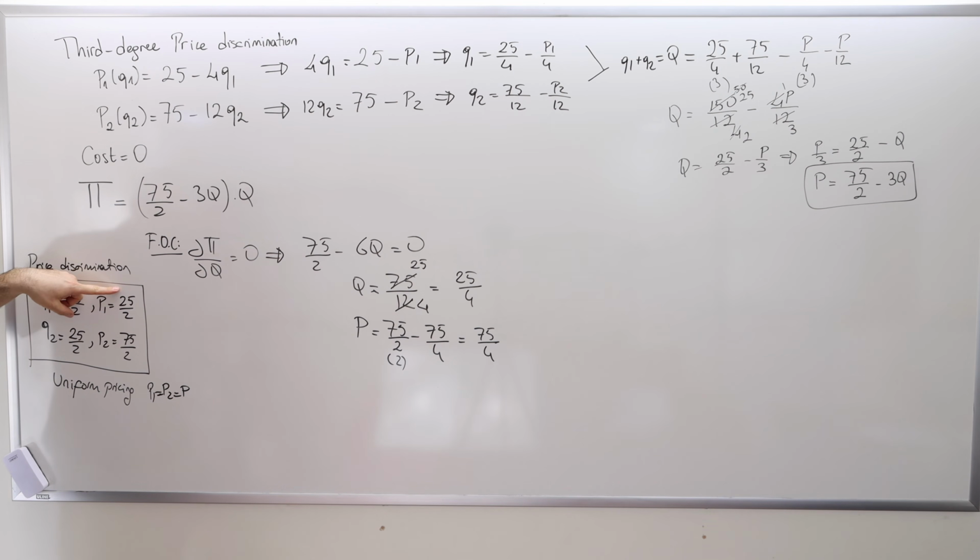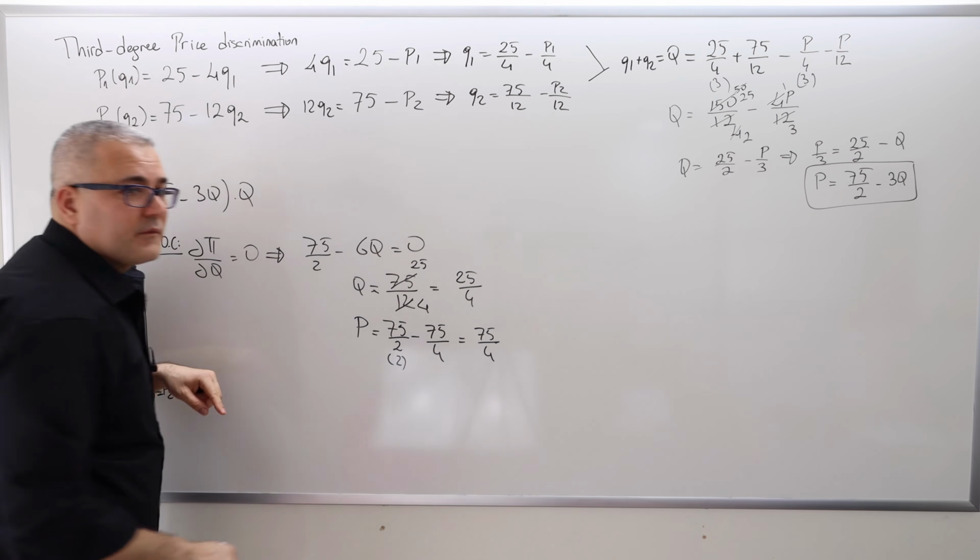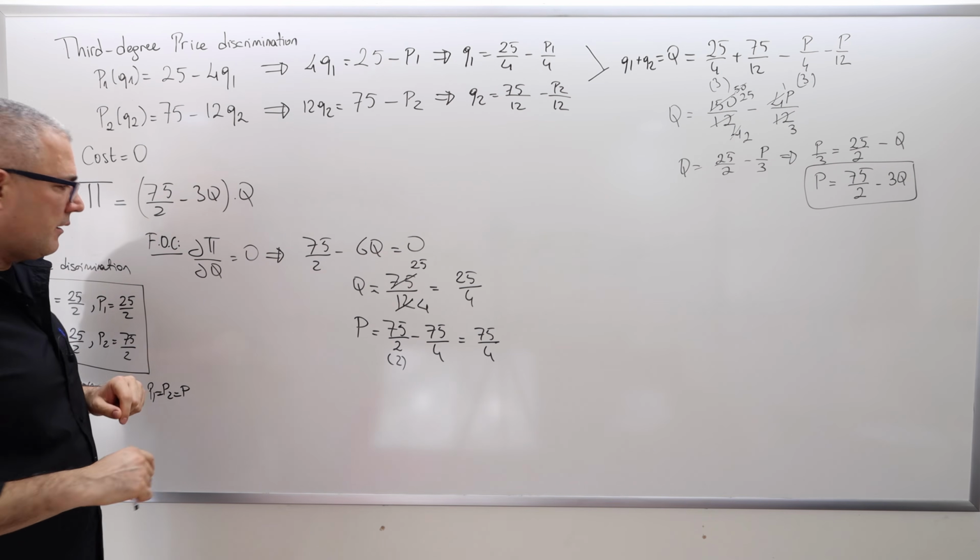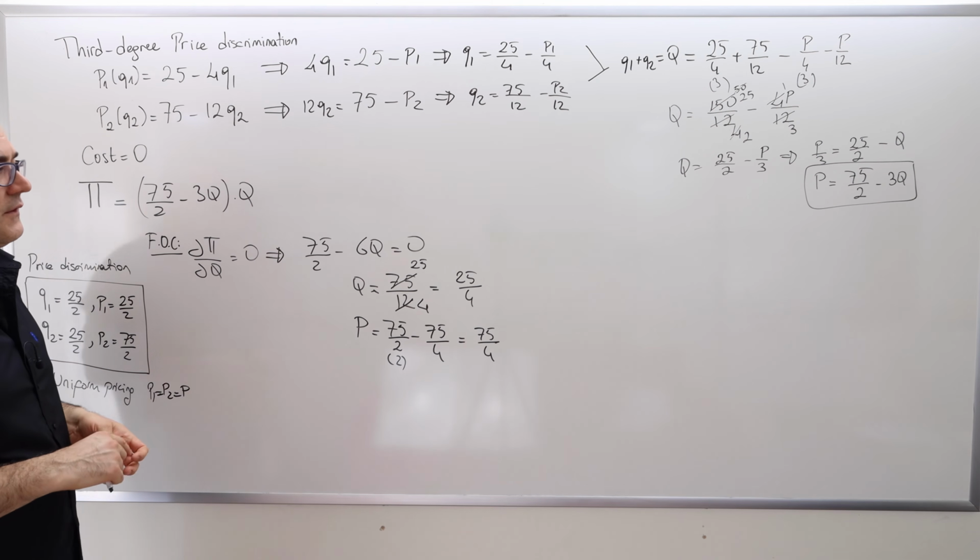And as you see, it's higher than this, but lower than this. So this is higher than this. Sort of in-between. The price is in between these two.